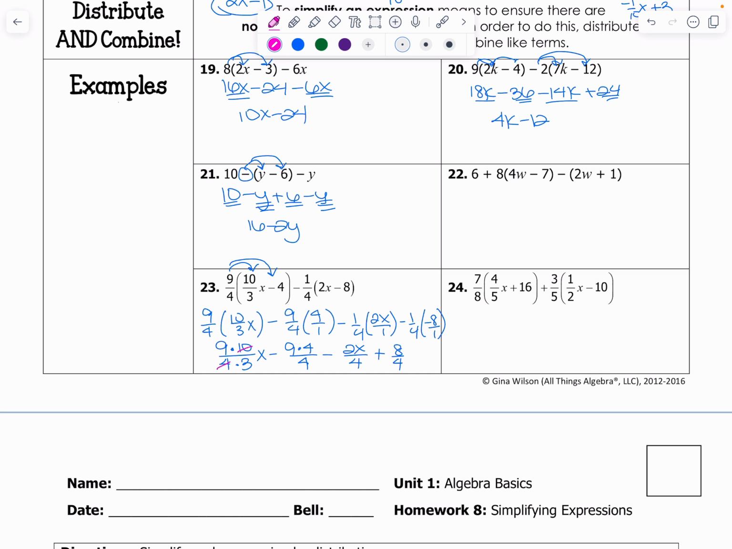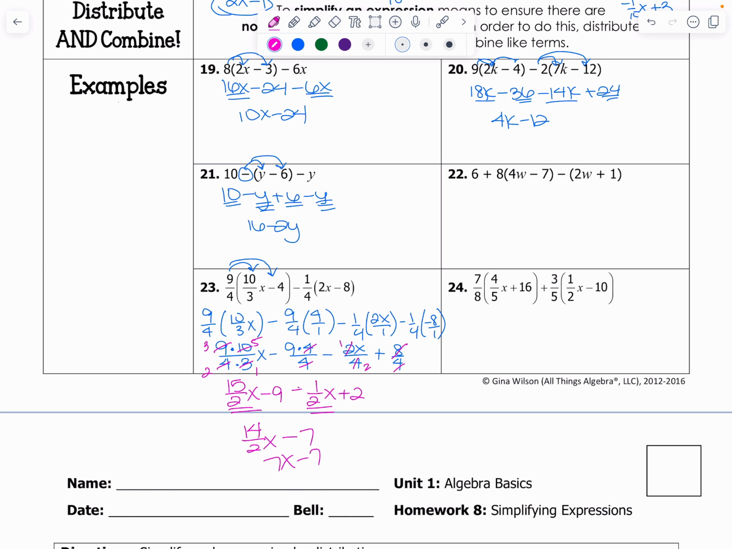2, 4, and the 10 are divisible by 2. And then the 3 and the 9 are divisible by 3. So then I'm left with 15 over 2x. Okay. My 4's cancel out. I'm left with a minus 9. My 2 and my 4 reduce to 2 and 1. So that gives me a minus 1 half x. And then my 8 and my 4 reduce to a positive 2. So now I have a 14 over 2x minus 7. So I get a 7x minus 7.